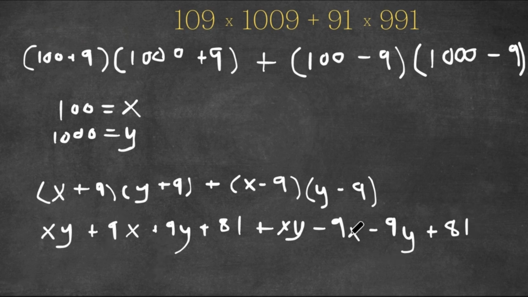Now, as you can see, we have a 9X and a minus 9X, so these two cancel out. Same thing with 9Y. We have a positive 9Y and a negative 9Y. Now, we have XY plus XY, which is 2XY. And we have an 81 plus an 81, which is 162.